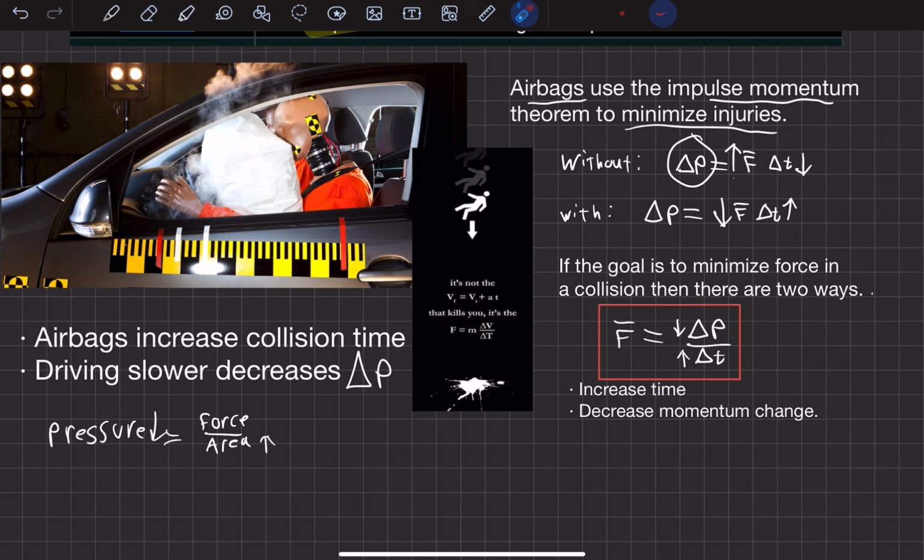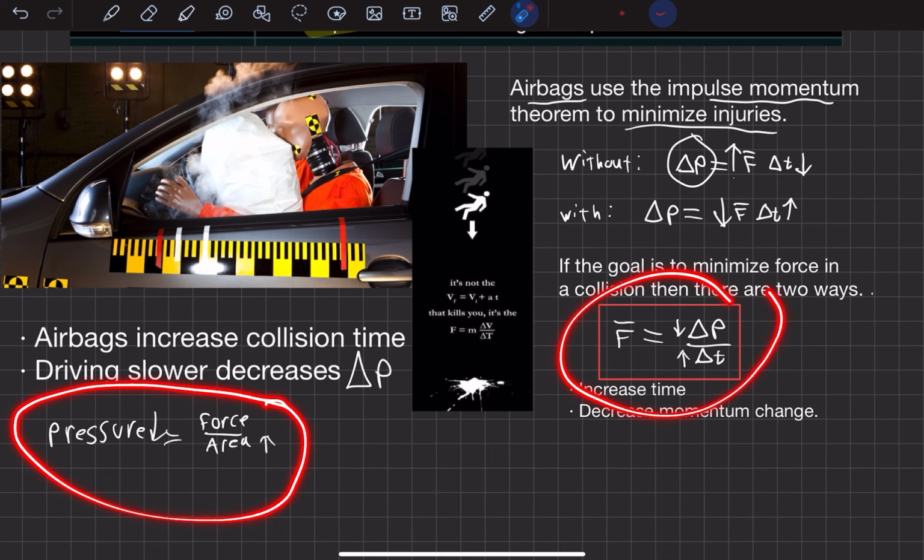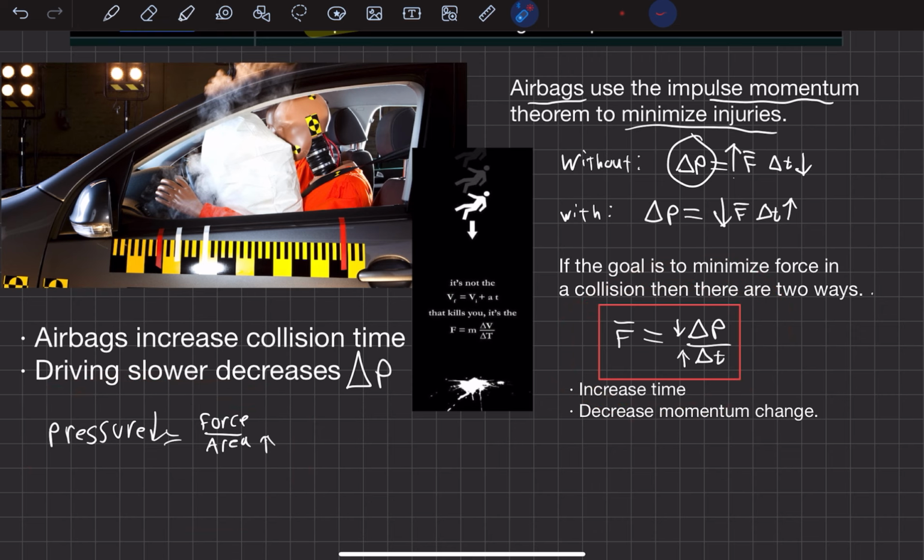Now, notice I'm specifically talking about the force. You could change the pressure that something feels, and that would have an important effect. That would still cause fewer injuries. So a combination of decreasing pressure and decreasing force would create the most ideal situation for stopping something without damaging it. And notice, if you decrease the force, you're also going to be decreasing the pressure because force is in pressure.